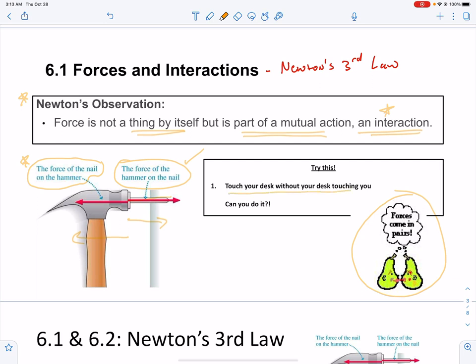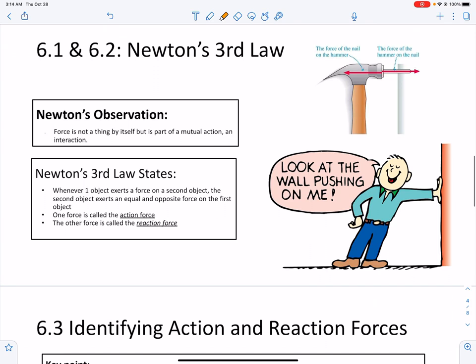All right, here's a quick thing to try. Can you touch your desk without your desk touching you? So go ahead and try and touch your desk without your desk touching you. You can't do it, right? If you try to touch your desk at all, as soon as you touch the desk, it's touching you. It's pushing back up on you. So all forces occur in pairs. That was Newton's observation that led to his third law.